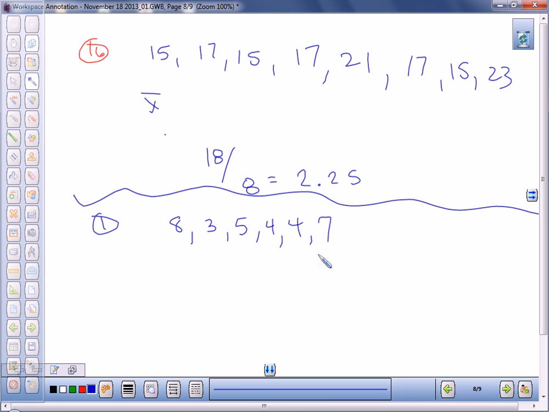How many runs do they need to score in the 7th game to have a mean score of 5? We don't know. So, who has an idea what we do? Okay, Matt, what do you think? Alright, so just to make it easier, we add up all those numbers: 8 plus 3 plus 5 plus 4 plus 4 plus 7, plus x, and then you put that over 7.